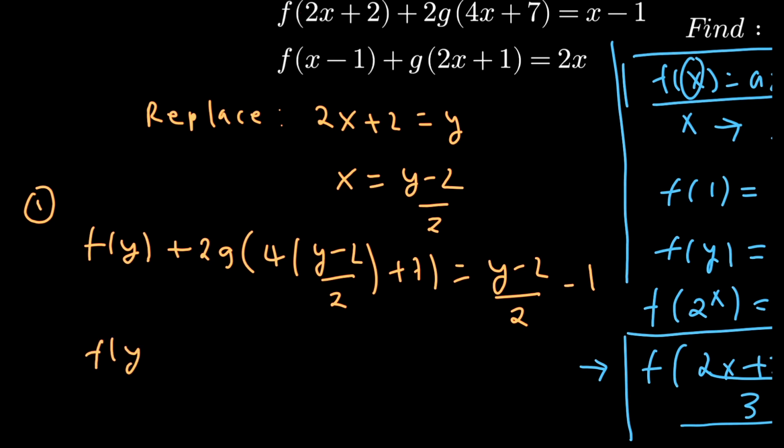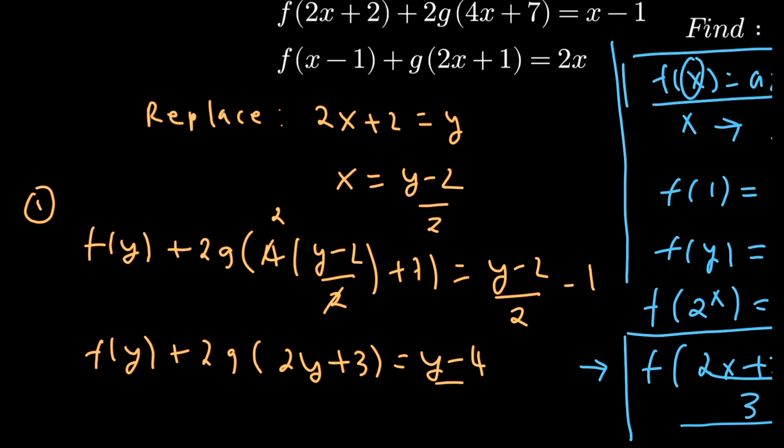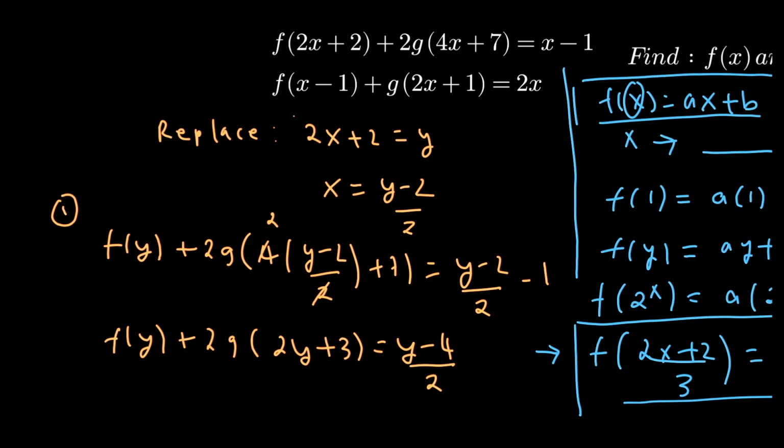So f of y as it is plus 2 times g of, now from the table of 2 it goes to 2 times y minus 4 plus 7, which turns out to be 2 times y plus 3, equals, now this simplification on the right hand side gives me y minus 4 divided by 2. So when we replace 2x plus 2 with y, the first equation turns out to be this. Something similar I will do in the second equation also.